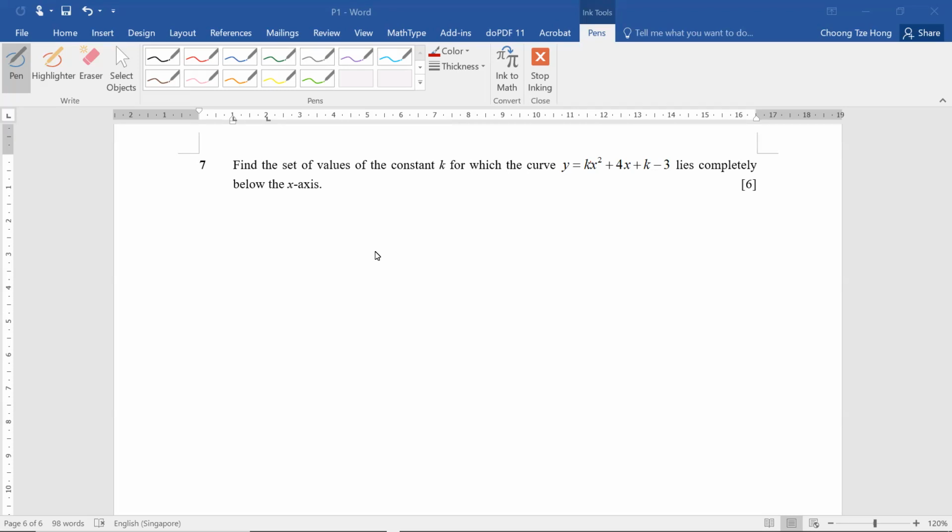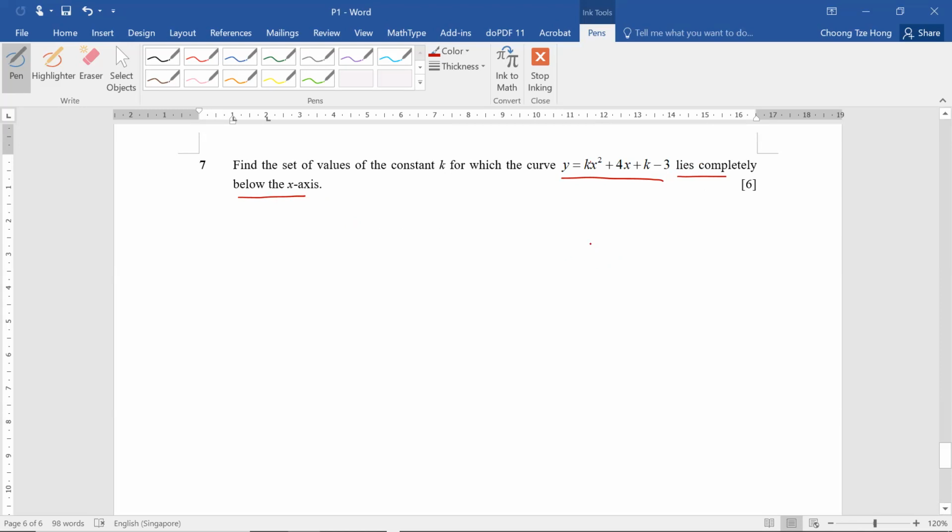Find the set of the values of the constant k for which the curve y equals kx squared plus 4x plus k minus 3 lies completely below the x-axis. This curve is a quadratic curve, so it's either a smiley face or a sad face. From the next statement, lies completely below the x-axis, we know it has got to be a sad face already, because if it's a smiley face, it can't be lying completely below the x-axis.